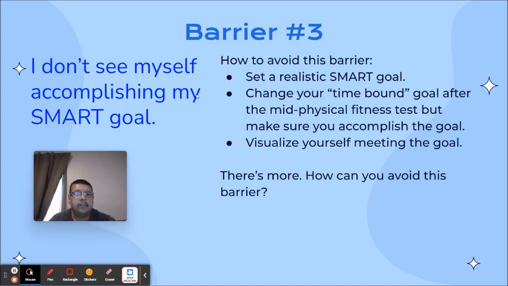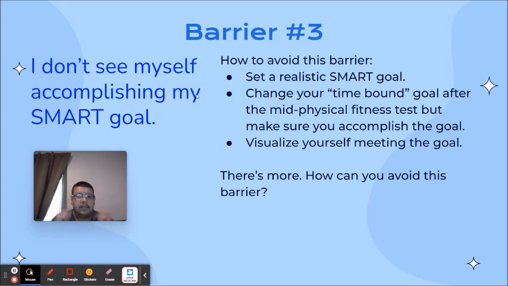Change your time bound goal. For example, if you feel that you're not going to accomplish the goal by your deadline, then change it, maybe extend it by a week or two, so that way you feel that you accomplished something. Because remember, life gets in the way. There are a lot of things that you cannot control, and one of them is time.